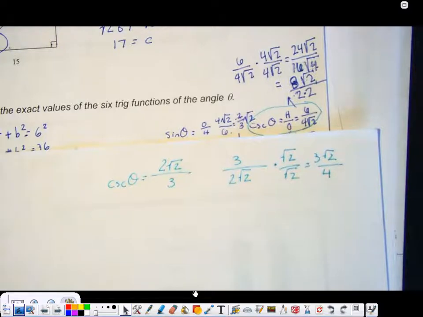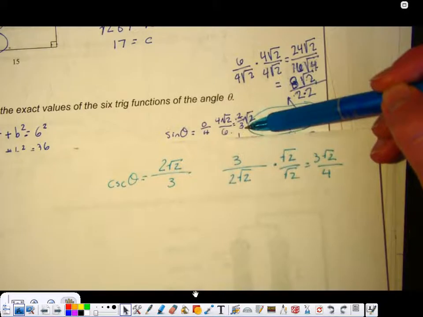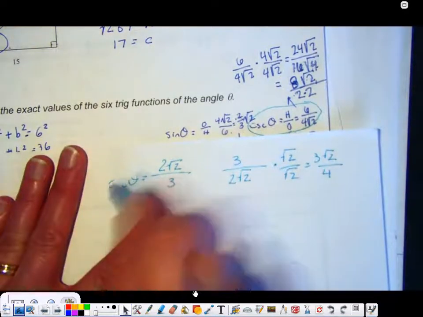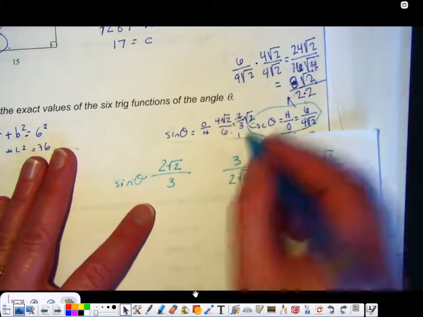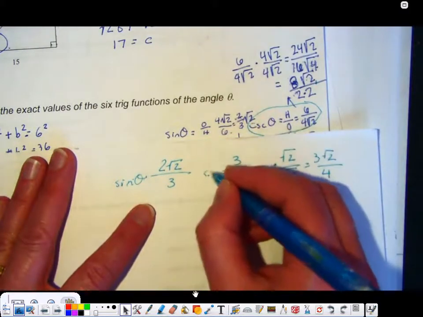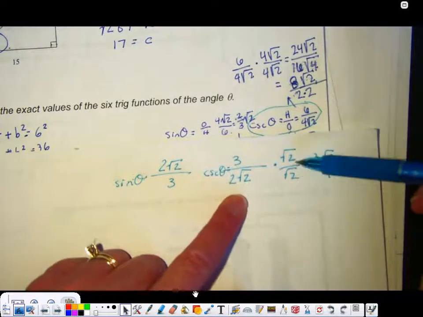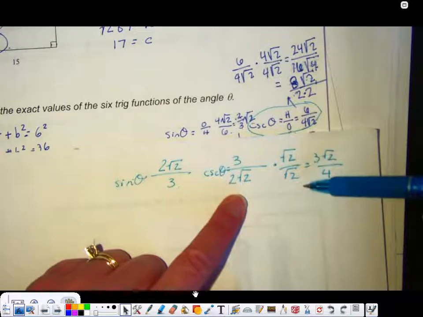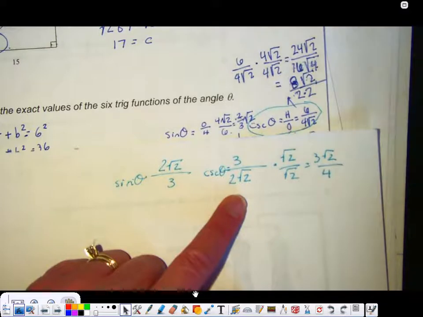Okay, just to make sure we got the cosecant one, it would be slightly easier if you just took the 2 square roots of 2 over 3, which was sine, and flipped that. So you can save yourself a little bit of trouble if it's already reduced. And so cosecant then is just 3 over 2 square roots of 2. And you can just multiply that by square root of 2 over square root of 2. Now, you're not wrong if you do 2 square roots of 2 over 2 square roots of 2, because that's still 1. But it just makes a little bit less work.